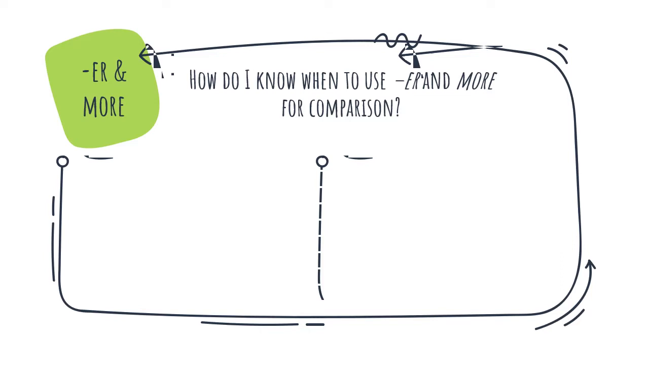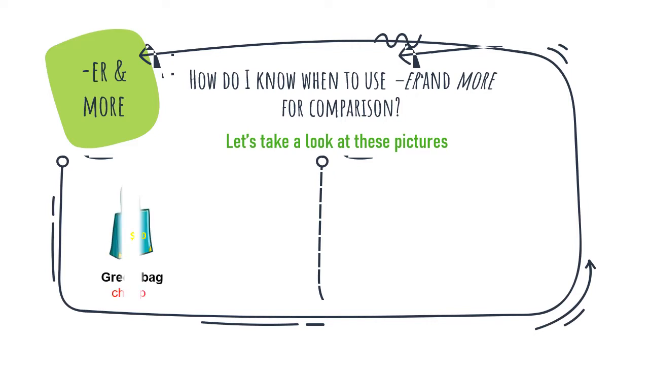Alright, so today's question is: how do I know when to use the inflection -er and more for comparison? To answer the question, let's take a look at the following examples.